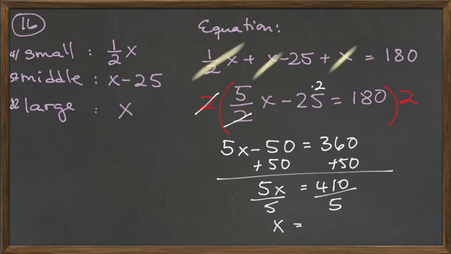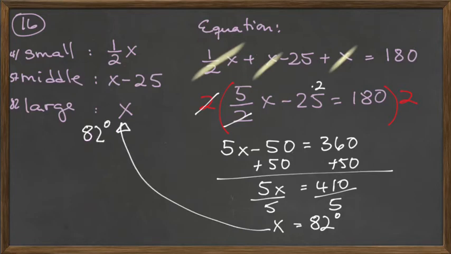So x is definitely 40 is 80, and 10 is 82. Yep. So x is 82, and I labeled x as the largest angle. So the largest angle indeed is 82 degrees. Then to find the middle angle, we just plug in 82 minus 25, and that is, I think it's 72. What's 72? The largest angle. 410 divided by 5?